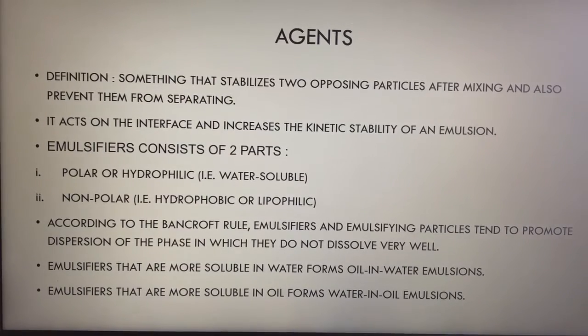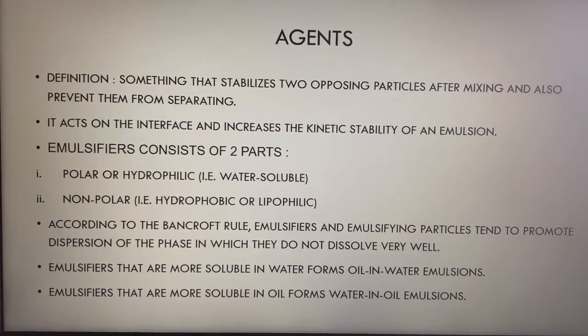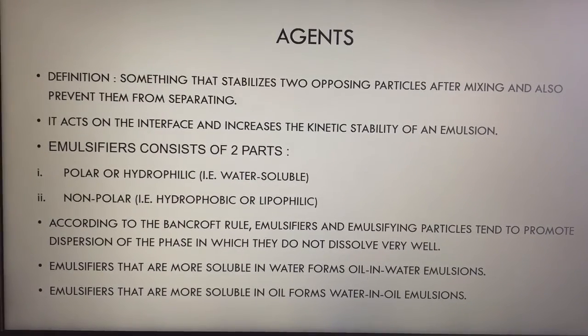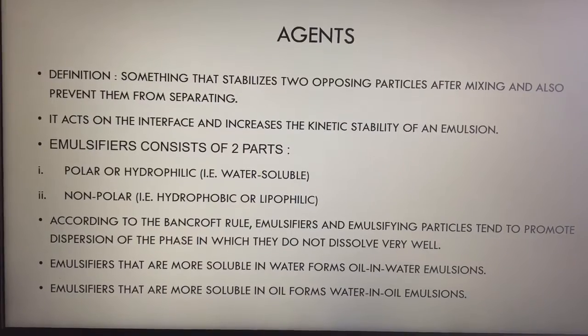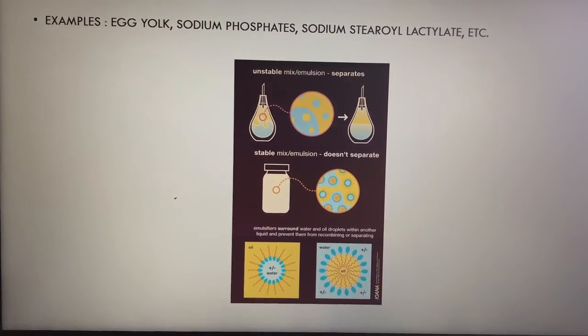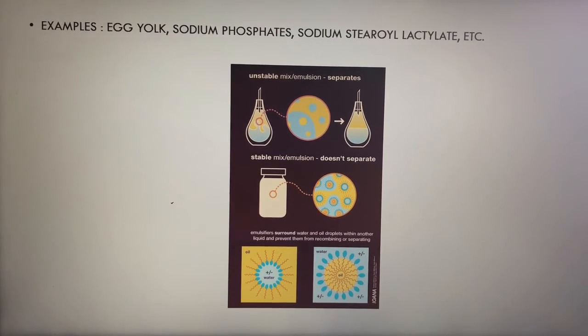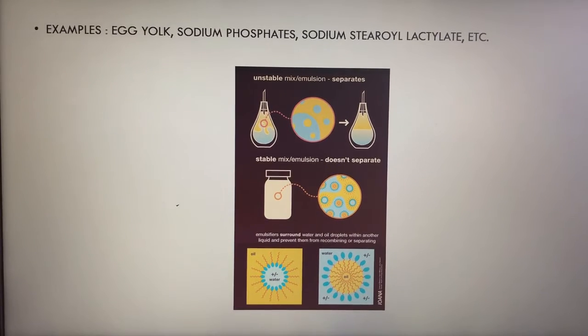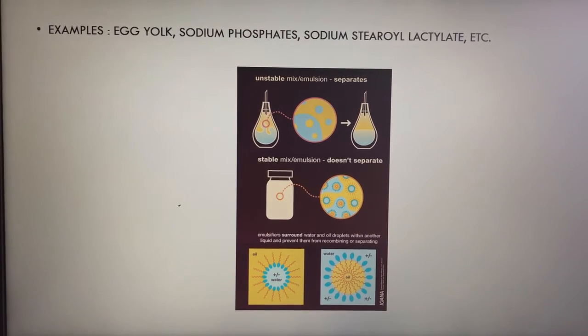Emulsifiers that are more soluble in water form oil in water emulsions. Emulsifiers that are more soluble in oil form water in oil emulsions. The examples of emulsifying agents are egg yolk, sodium phosphate, sodium stearoyl lactylate.